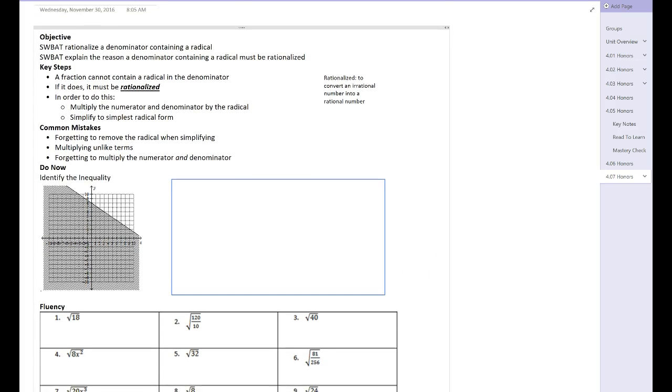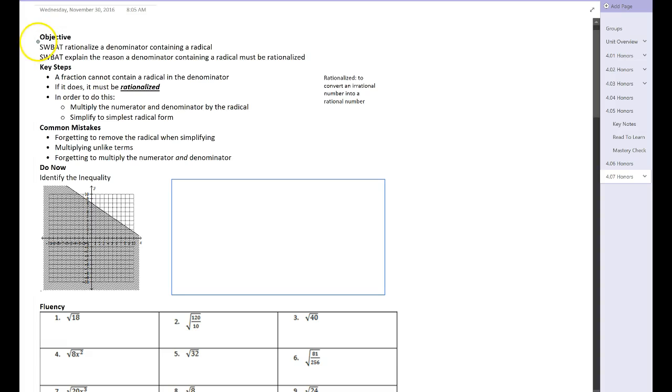Now, the objective for today's lesson is we are going to be learning how to rationalize the denominator. Now, rationalizing the denominator is kind of a strange thing if you don't understand the concept of why you're doing it. So I'm really today going to try to drive in not only how to do it, but why we have to do this. So let's get into this.